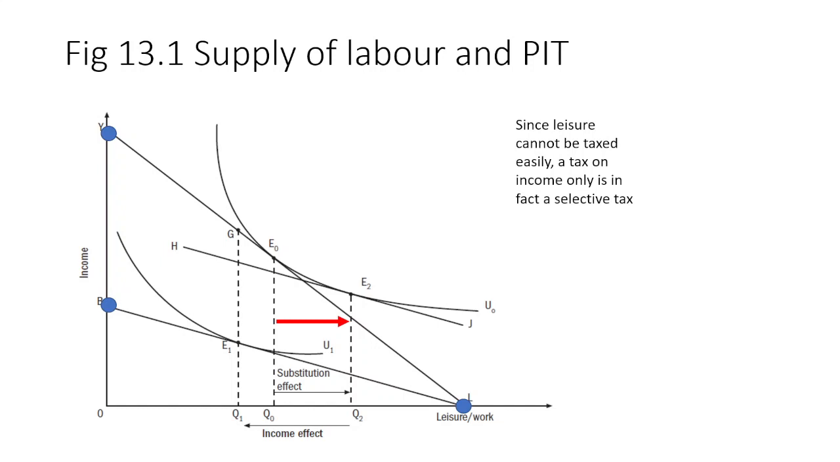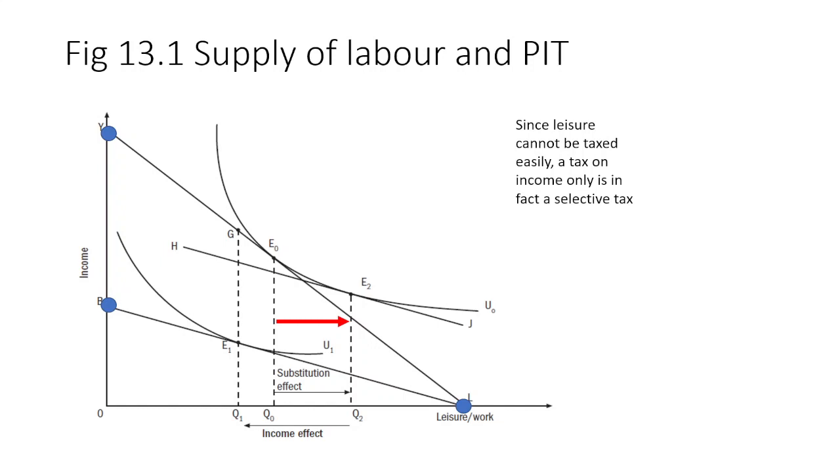So we draw a construction line parallel to the new budget line, tangent to the original indifference curve, so the tangency point is at E2. So the substitution effect means that the person moves from E0 to E2. What does that mean? It means consuming more leisure. And that's the point, because leisure is not taxed.